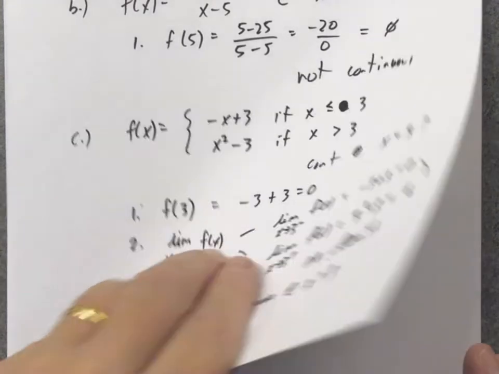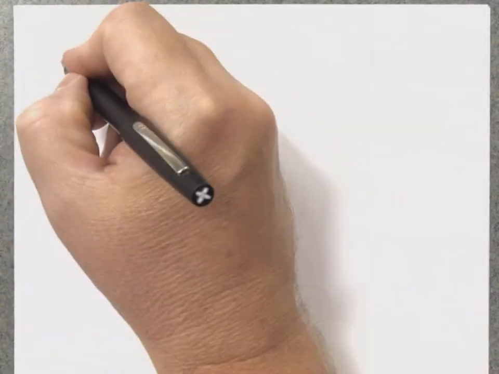All right, let's look at D. One more of these problems where you're checking continuity at a certain value of x, another piecewise function.